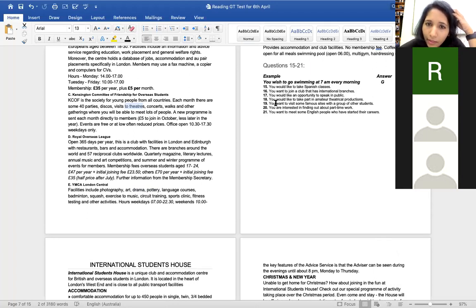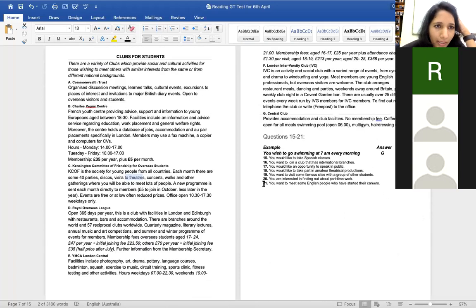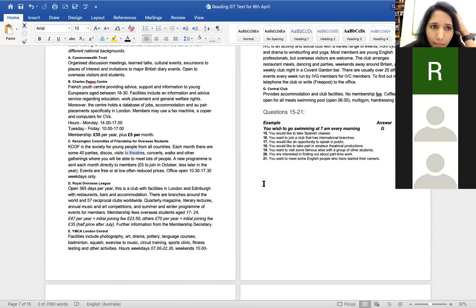So the next one, you want to visit some famous sites with a group of other students. So 19, both of you have written A, which is correct. Then 20, you're interested in finding out about part-time work. 20, both of you have written B because it's talking about work placement and then databases of jobs and all that.